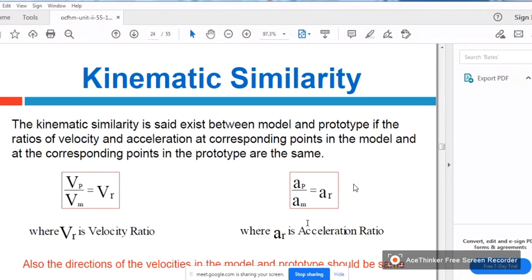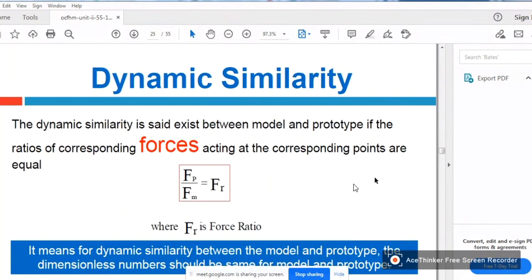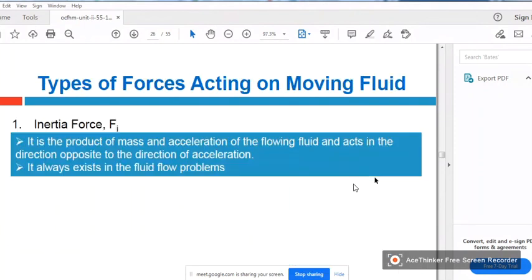Then kinematic similarity, as I said: velocity of prototype over velocity of model is equal to the velocity ratio, and these two should be the same. Similarly, AP by AM is equal to AR. So kinematic similarity is said to exist between model and prototype if the ratio of the velocity and acceleration at corresponding points in the model and at the corresponding points in the prototype are the same. And dynamic similarity, as I said, the force, discharge, all those come under dynamic similarity.